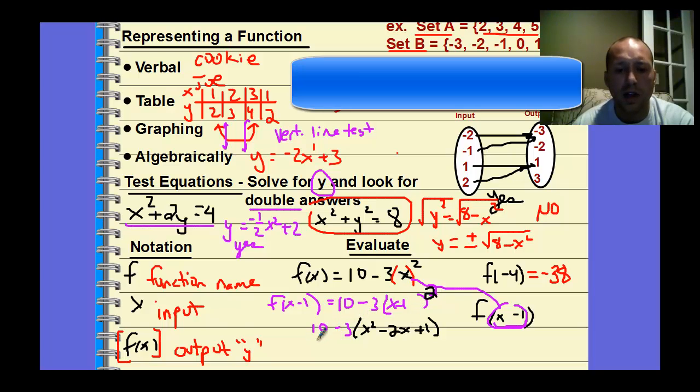We need to distribute the negative 3. So we have negative 3x squared plus 6x minus 3. And then we can combine the 10 and the negative 3 to get negative 3x squared plus 6x plus 7. And so this would be the function for f of x minus 1. We can just use substitution to simplify.